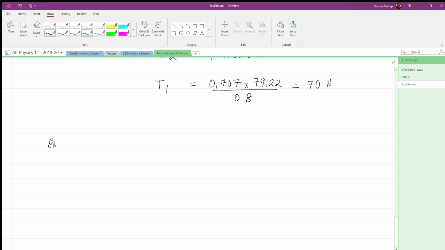I want you to go ahead and do this problem and you guys can check the answers with each other. Give yourself a few minutes to do this. Let's make this 53 degrees. Let's make this 30 degrees, and let's make this a 20 kg block. And your goal is going to be calculating tensions T1 and T2.